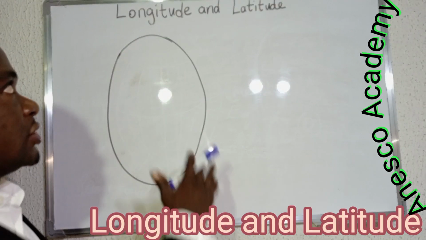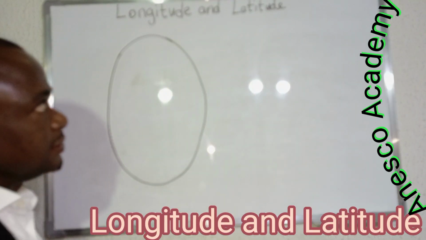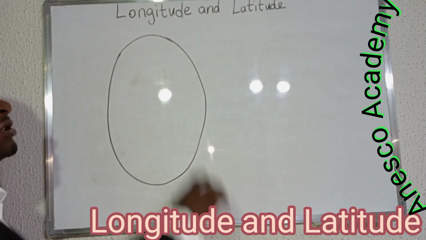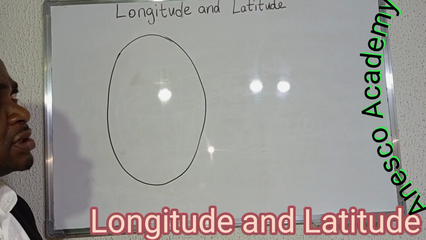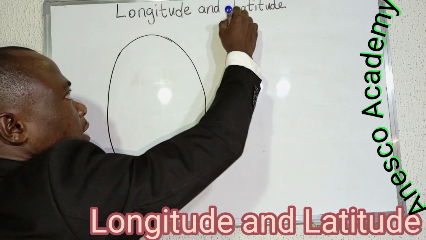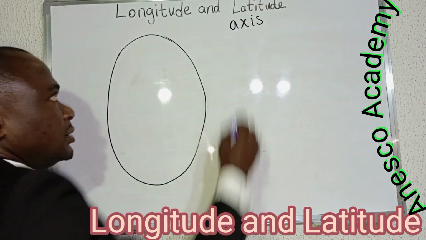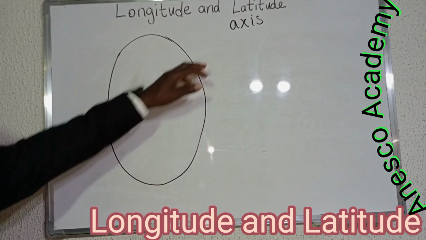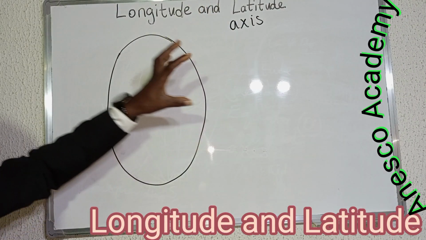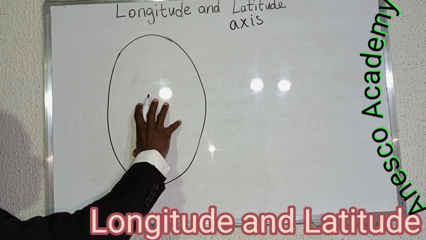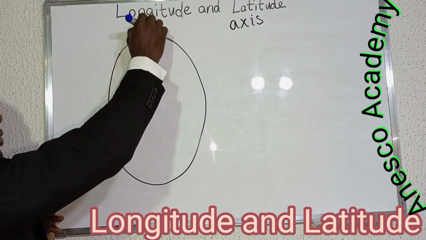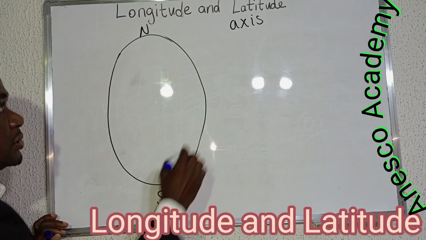Okay, let's treat this topic, longitude and latitude. These are imaginary lines used for location of position of objects on Earth's surface. There's still another one. There's one we call axis. Longitude, latitude, and axis. These are imaginary. That means it's not in existence, but it is used in what? Location.